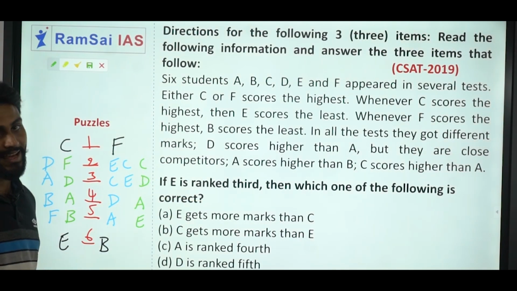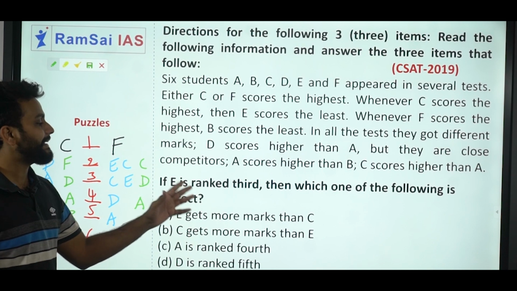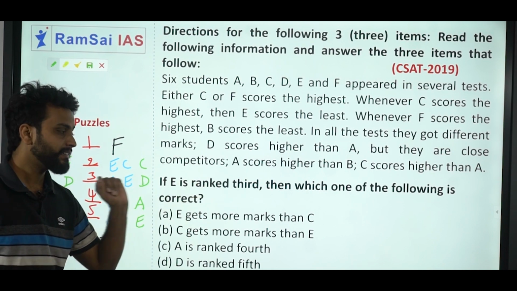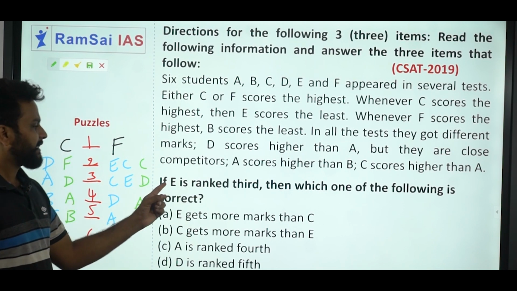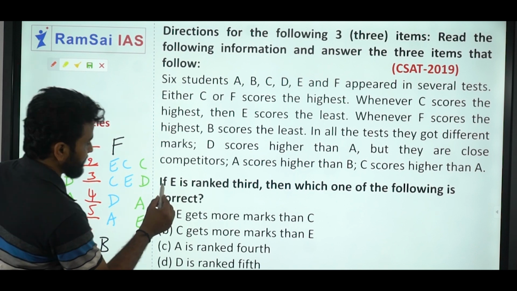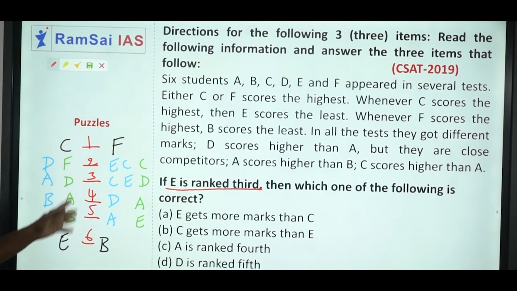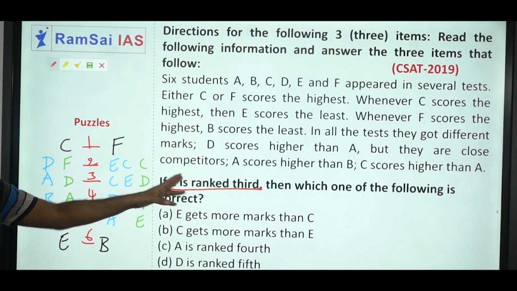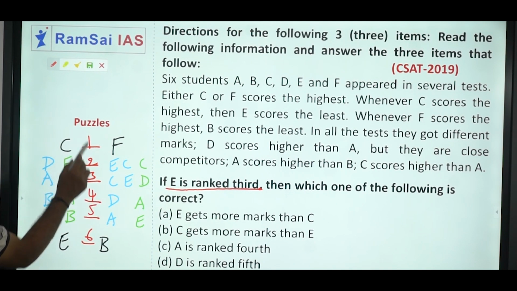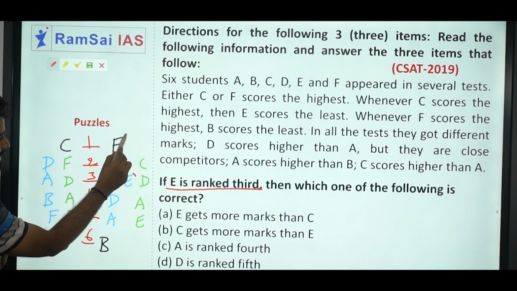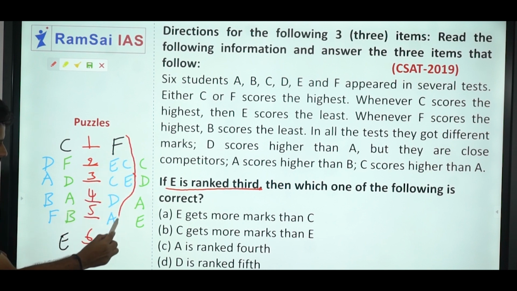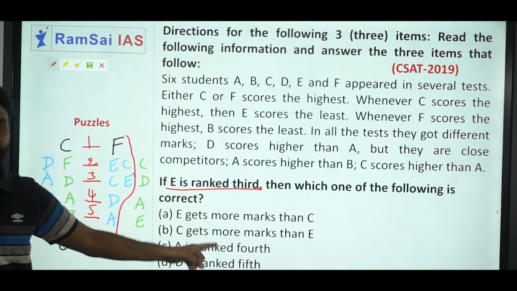Now, the third and the last question. If E is ranked 3rd, then which of the following is correct? See, E is in 3rd position. In how many cases do we have E in the 3rd place? Let me check. 3rd place E, only 1 case, that is F C E D A B. Then which of the following is correct?